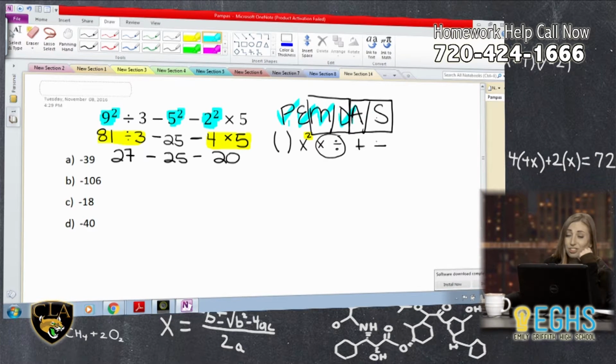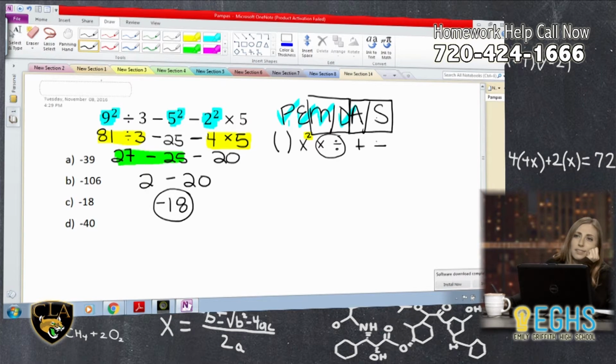Now we would do any addition or subtraction from left to right. So we'll start with our furthest to the left, which is the 27 minus 25. And you get 2. And then we rewrite everything else. And then at this point, we just have one last operation to do. We have 2 minus 20, and we get negative 18.